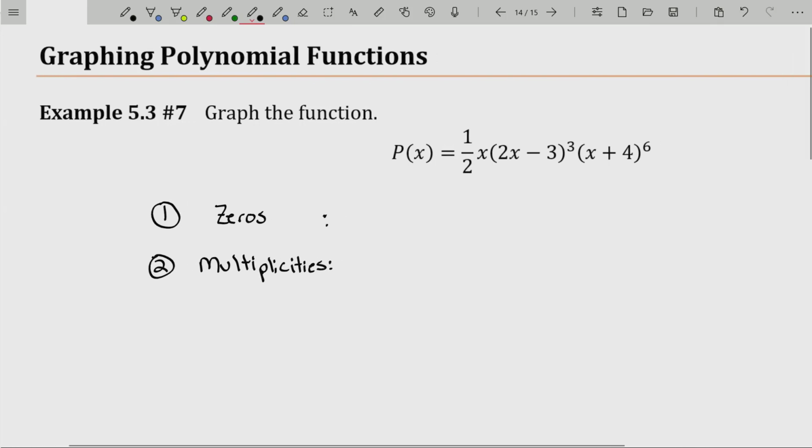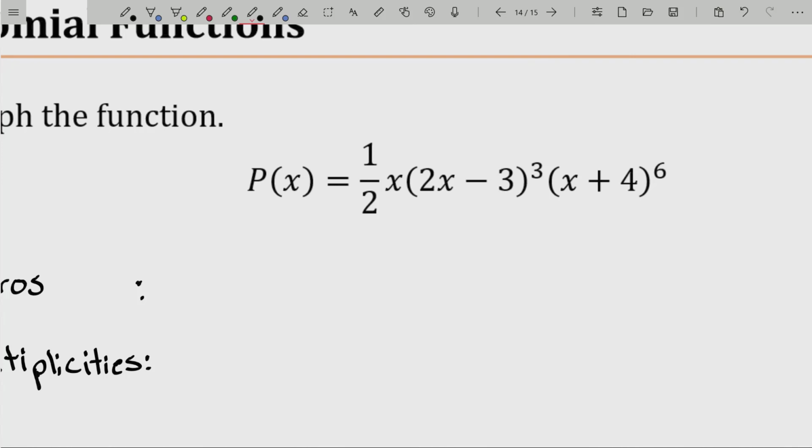Okay, so if you look at the zeros, I think a lot of people would easily see that the 3/2 is a 0 there and a -4 is a 0 there, because that's what turns those two factors into 0. But a lot of people often miss this guy. That turns into 0 when x is 0.